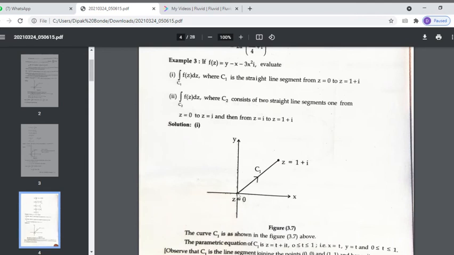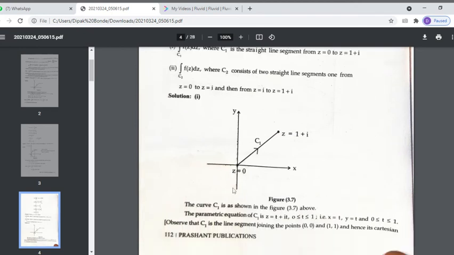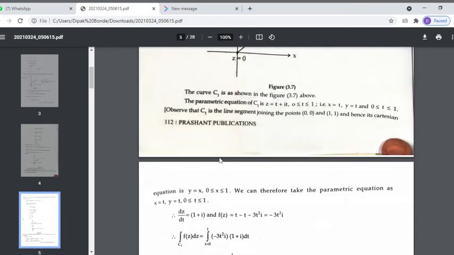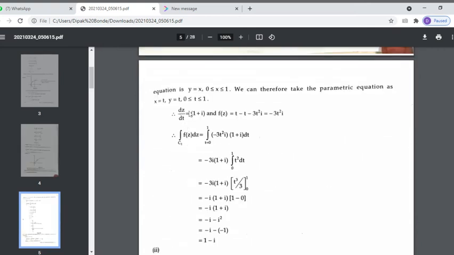Now for the first segment, C1 is a line segment from z = 0 to z = 1 + i. The parametric equation is t + it, where t varies from 0 to 1. So x = t and y = t. Therefore dz/dt becomes 1 + i, and f(z) = t - t - 3t²i, so f(z) = -3t²i.